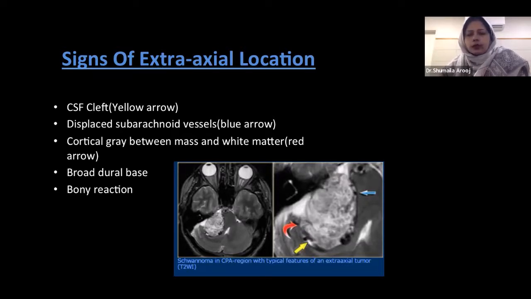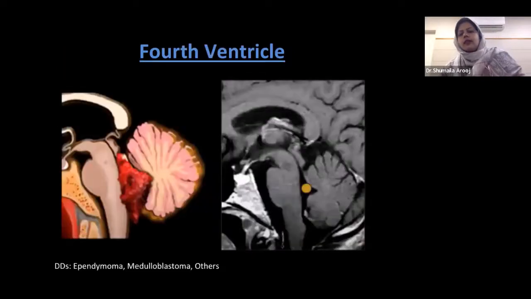I will discuss all of the features in my coming slides. So these are the features on the basis of which you decide whether it is an extraaxial lesion or an intraaxial lesion, or a ventricular lesion or a cerebellar lesion. So there are different features on the basis of which you decide. First of all, we will start with the fourth ventricular masses.